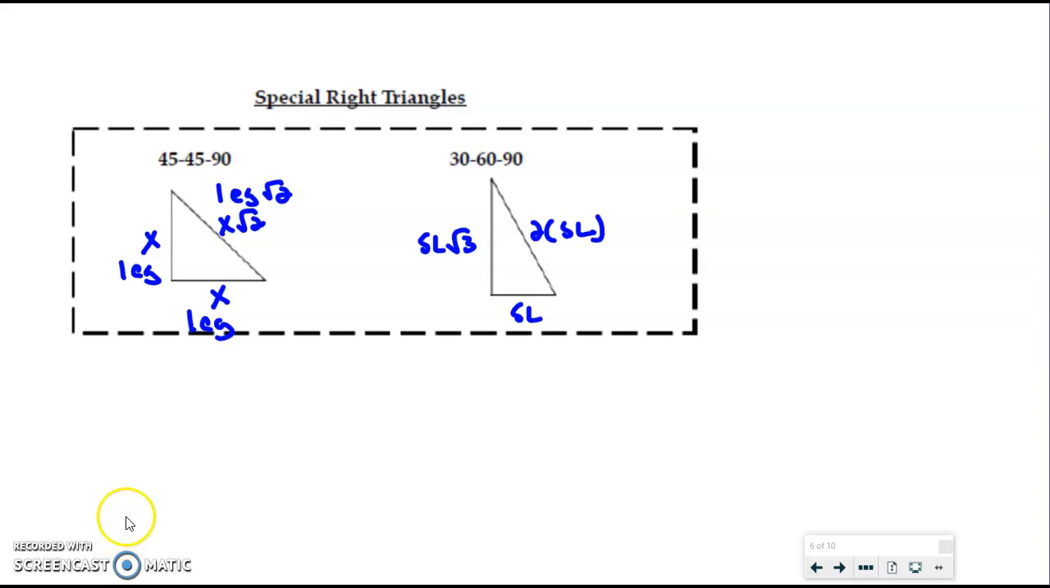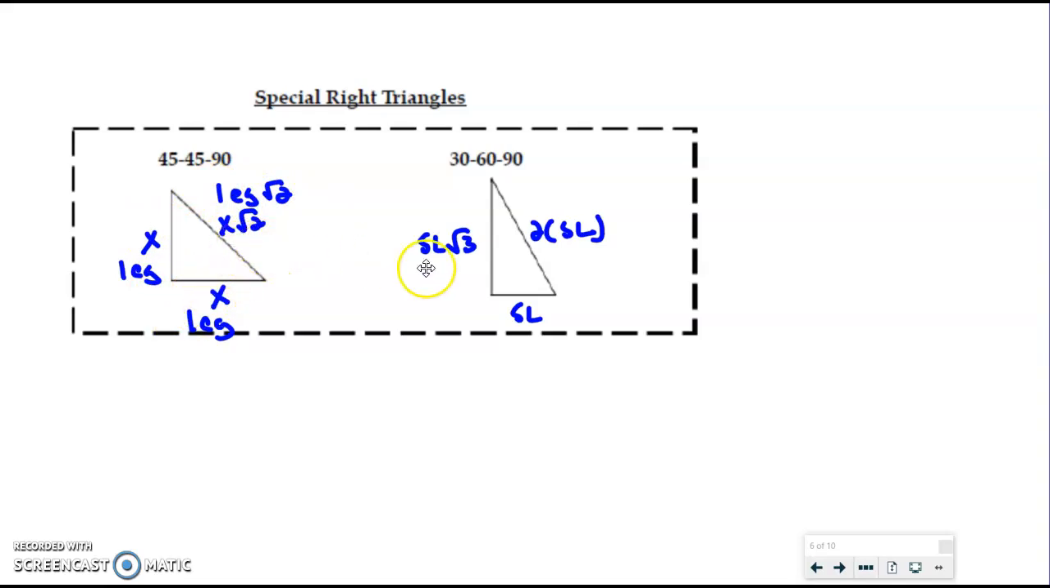Alright, so this is not new. We've talked about this previously, but we're going to dig a little bit deeper with this. So we talked about how there's 45-45-90 and 30-60-90 triangles. And we talked about how in the 45-45-90 triangle, we have two legs that are exactly the same. You can call them x and x, or leg and leg. And what we found is that the third side is going to be whatever your legs are times the square root of 2.